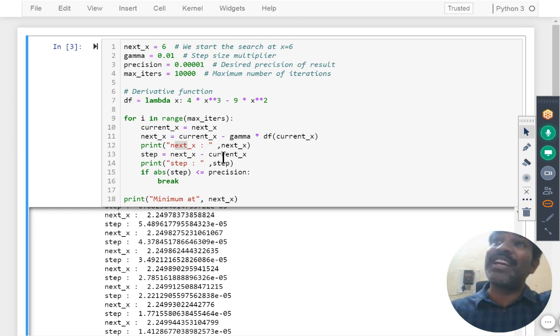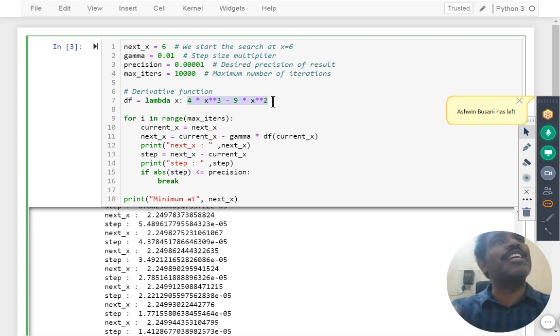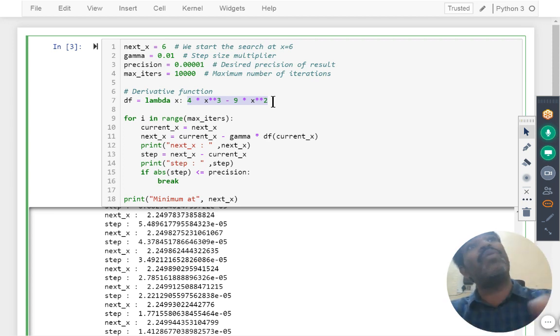That's where the actual gradient descent will come into the picture. For any function, this will work. This program is working at this point of time only for 4x cube minus 9x square. But they have written the gradient descent algorithm in such a way that it works for any function. It may be x power 5 plus x power 4, whatever you give, it still works. It is a more robust algorithm.